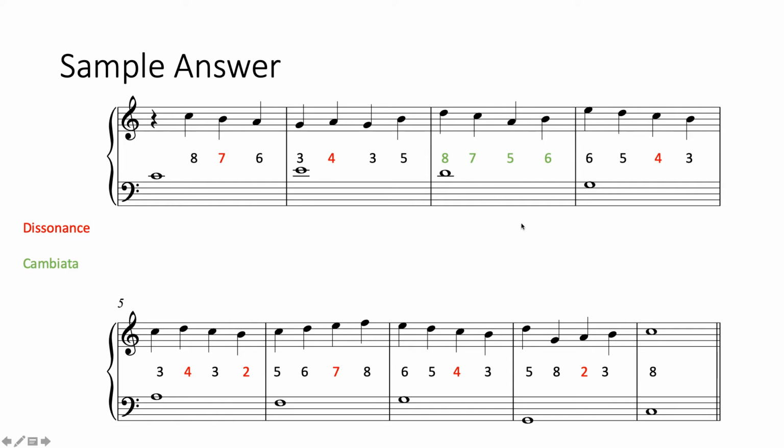And I've also marked in a Cambiata in green. So here we've got that pincer movement. We've landed on this 7th, which is a dissonance. We leap down a third to that consonant 5th, and then we move up a step to where that dissonance would have usually resolved. And that gives us that kind of pincer movement to that resolution. So there we are. That's what it looks like.